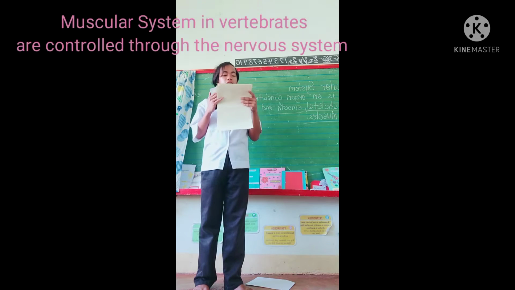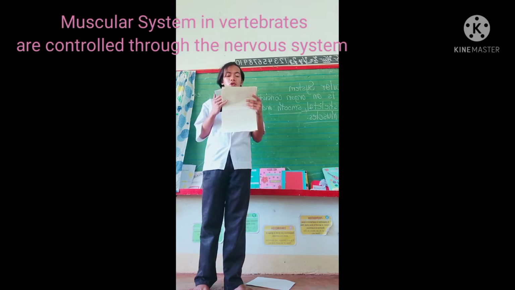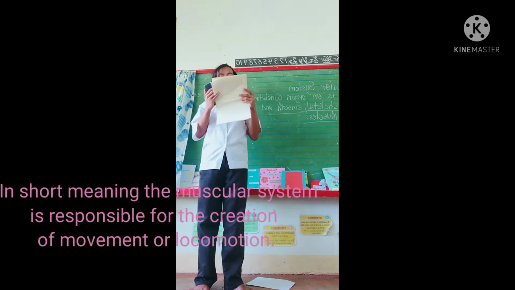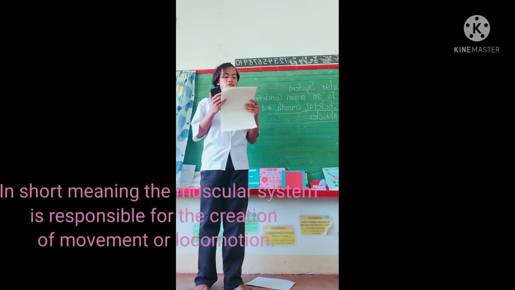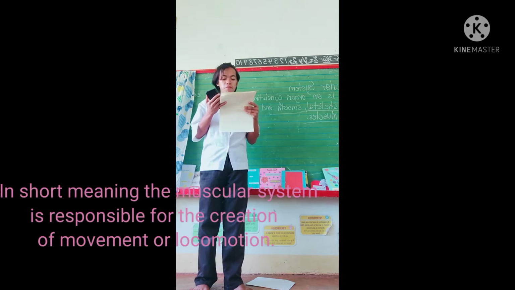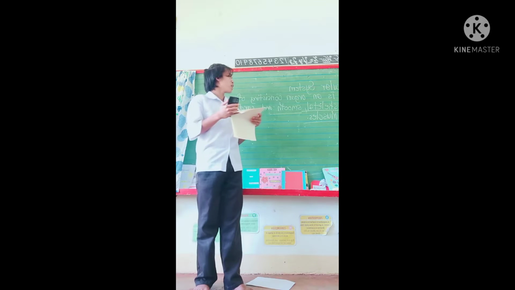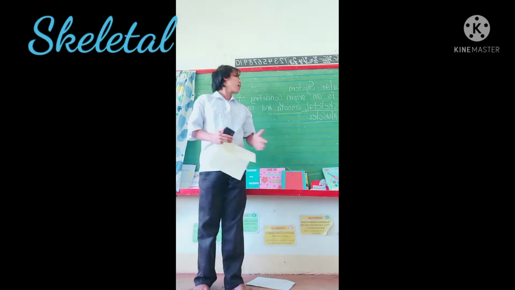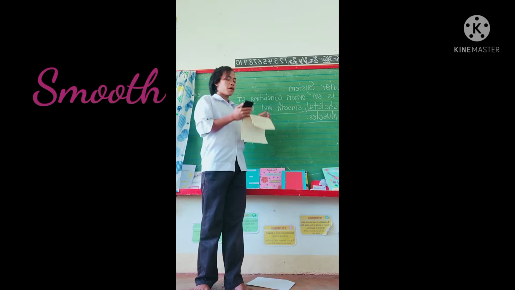The muscular system in vertebrates is controlled by the nervous system, although some muscles can be completely autonomous. In short, the muscular system is responsible for the creation of movement, or locomotion. There are three types of muscle: skeletal, smooth, and cardiac muscles.